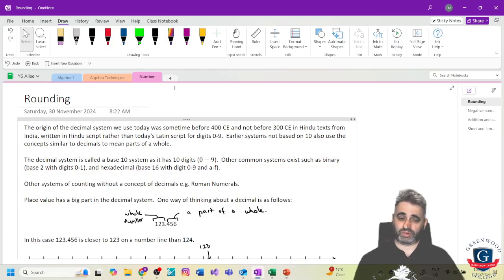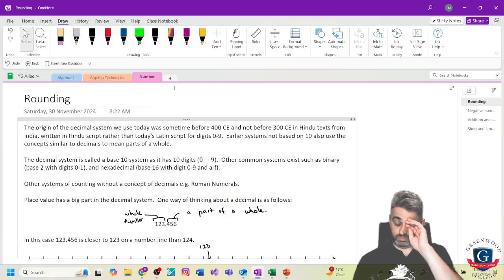Earlier systems not based on 10 also used concepts similar to decimals to mean parts of a whole. Our system, the decimal system, is called a base 10 system because it has 10 digits, 0 to 9. Other systems exist, such as the binary system with base 2, so that would be digits 0 to 1, and hexadecimals, which is base 16, with digits 0 to 9 and A to F. Other systems of counting exist that don't have a concept of decimals, such as Roman numerals. There's no idea of parts of a whole with that.